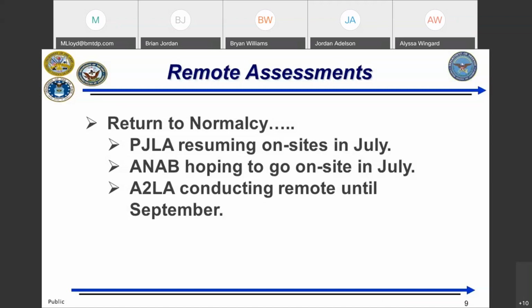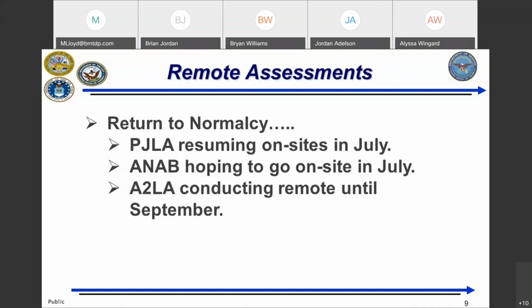And from what I've been told, HULA is going to be conducting remote assessments until September. So those of you that are involved with laboratories, most likely if your assessments are coming due, those should start going back to an on-site assessment. Having witnessed remote assessments, it has been really, really challenging to both the laboratories and to the accrediting bodies.